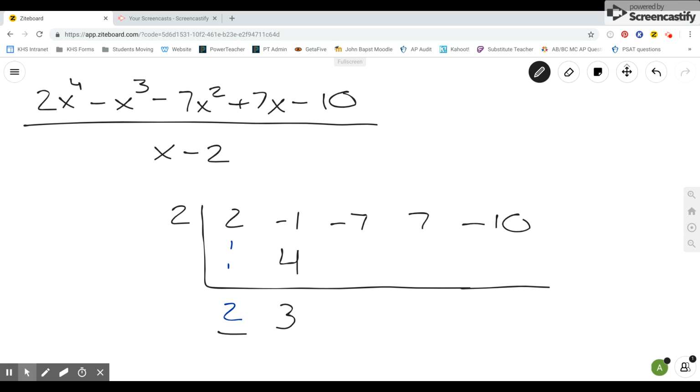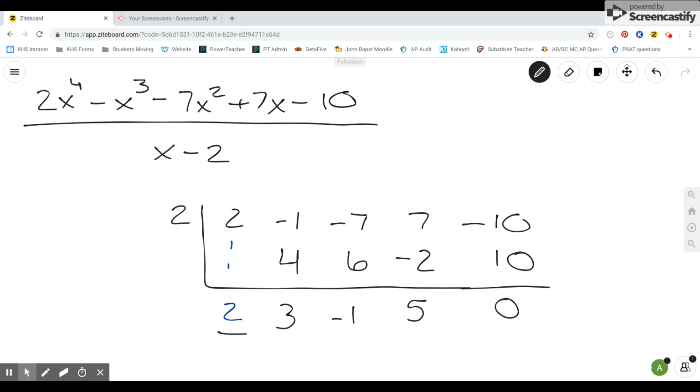So 2 times 3 is 6. Add -7 plus 6 is -1. Multiply 2 times -1 is -2. Add 7 plus -2 is 5. And then multiply 2 times 5 is 10. Add -10 plus 10 is 0.